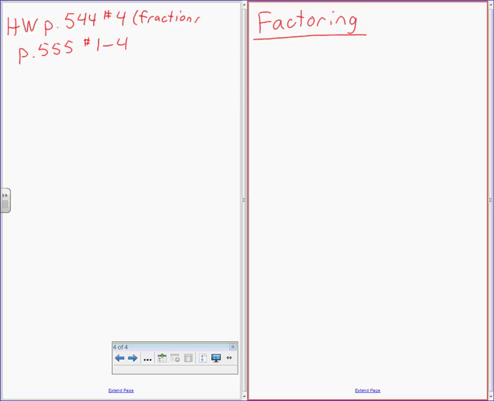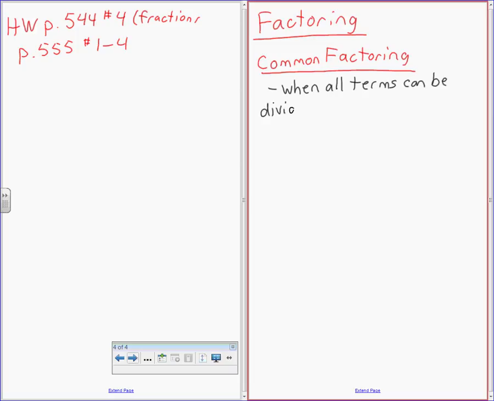The first type of factoring I'm going to talk about today is called common factoring. You're always going to try to do this first. Common factoring is when all terms can be divided by a common factor. That's a bad definition, but that's what it is. So what you're doing is you're trying to divide all terms by something. Once you find it, you take it out of the brackets.